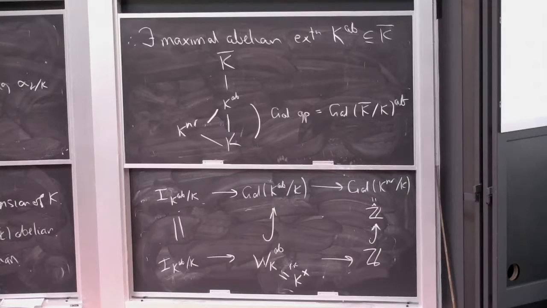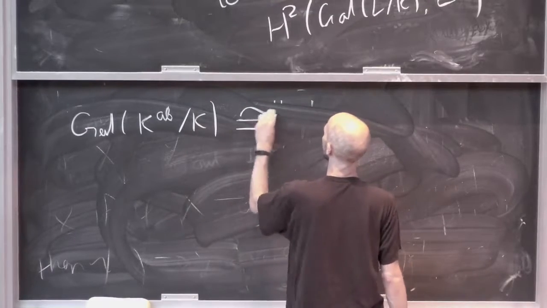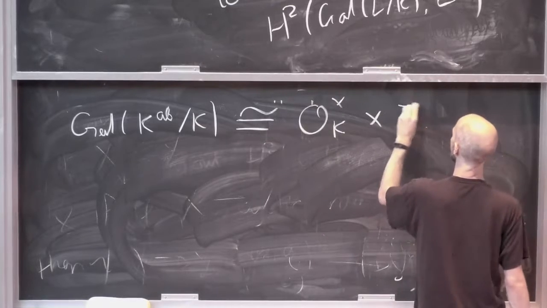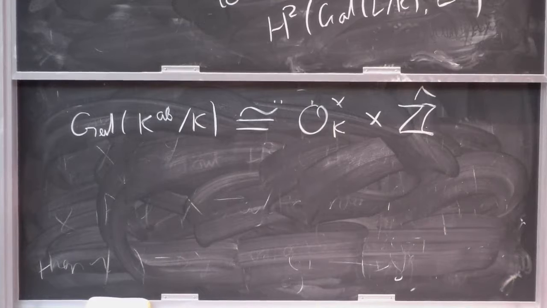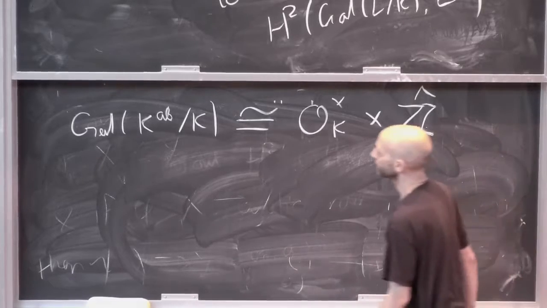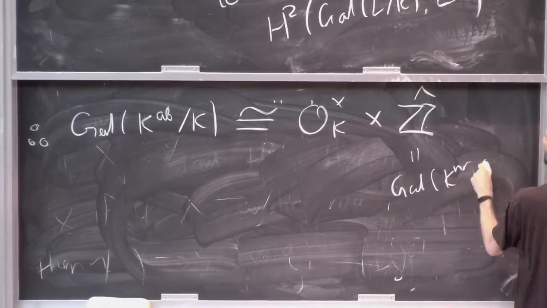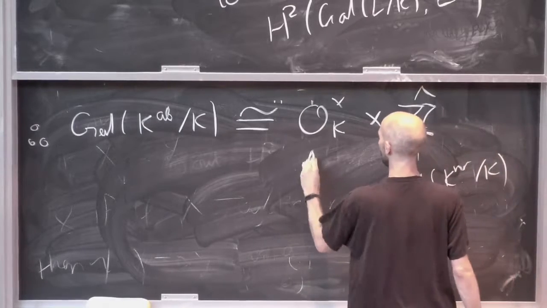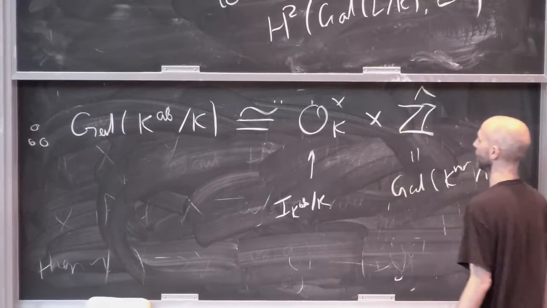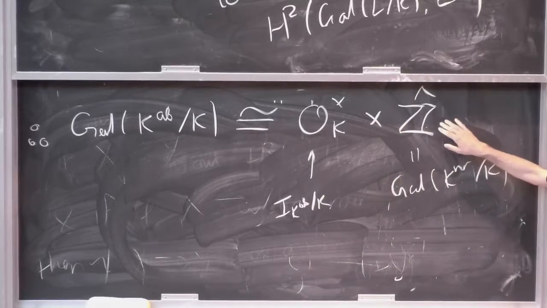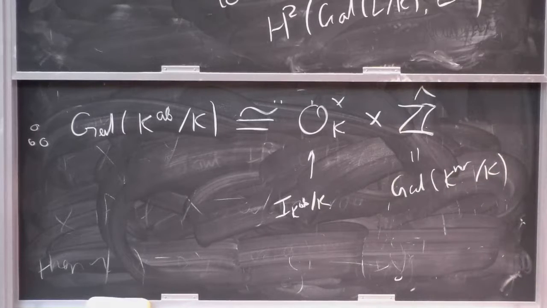I want to stop because I've said exactly the things I want to say, you see. And so therefore Gal(K^ab/K) is then non-canonically isomorphic to O_K* cross Z hat, you see. And this is non-canonical because I've chosen some kind of a Frobenius to do this splitting. And this Z hat is Gal(K^nr/K). And this is I(K^ab/K). And this group's abelian, and so if you have a group with a cyclic quotient, then you can non-canonically split it. But it involves choosing a uniformizer.